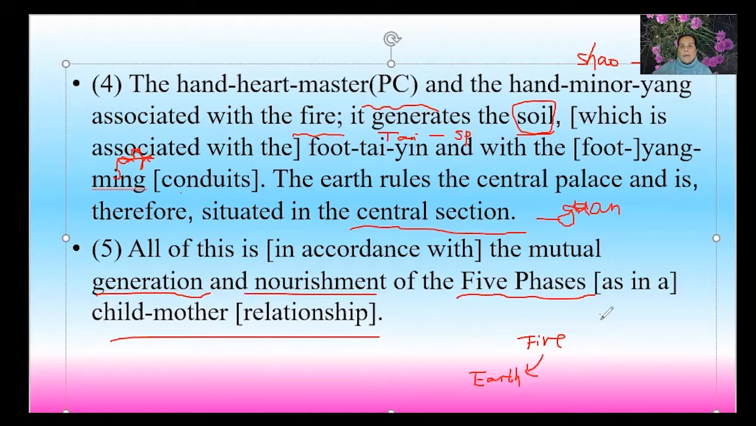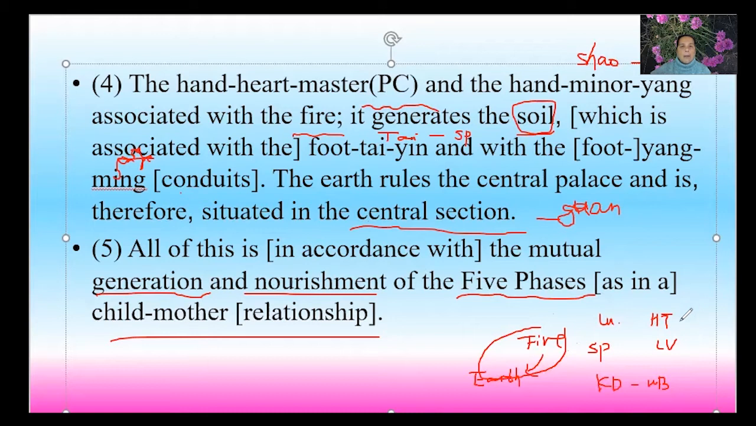So right now we have the lung and the heart in the upper position, and the spleen and the liver in the middle position, and the kidney in the lower position, certainly also the lower blood. So that's just another way, from the 5 elements, of explaining why the pulse is in different positions.